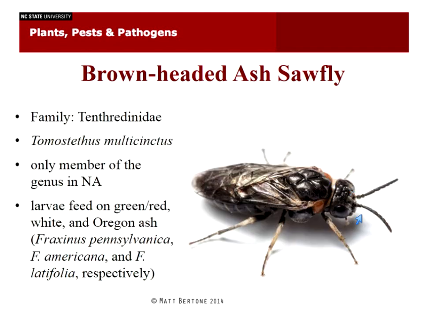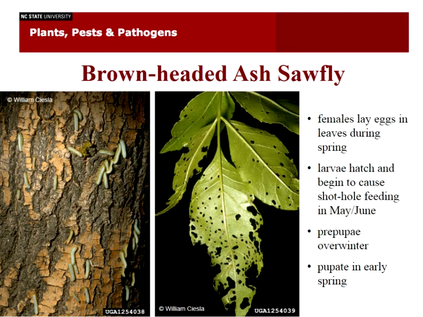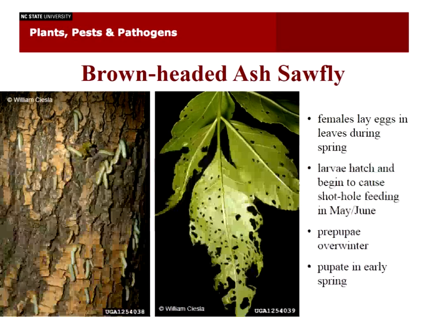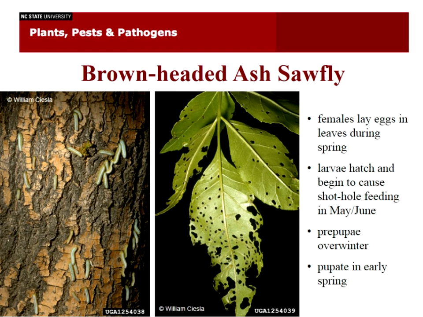ash sawflies, not because the adults have brown heads, but because the larvae, although it's hard to see here, are a pale yellow-green with a brownish to yellowish head. Now the young larvae make these little shot holes in the leaves, and as they get older, they start to defoliate the leaves more and eat from the edges. So the females were probably laying eggs or waiting for the leaves to get to the right stage to lay eggs in the leaves. This can cause deformities in the leaves. And then the larvae hatch in about May or June and start feeding on the leaves.